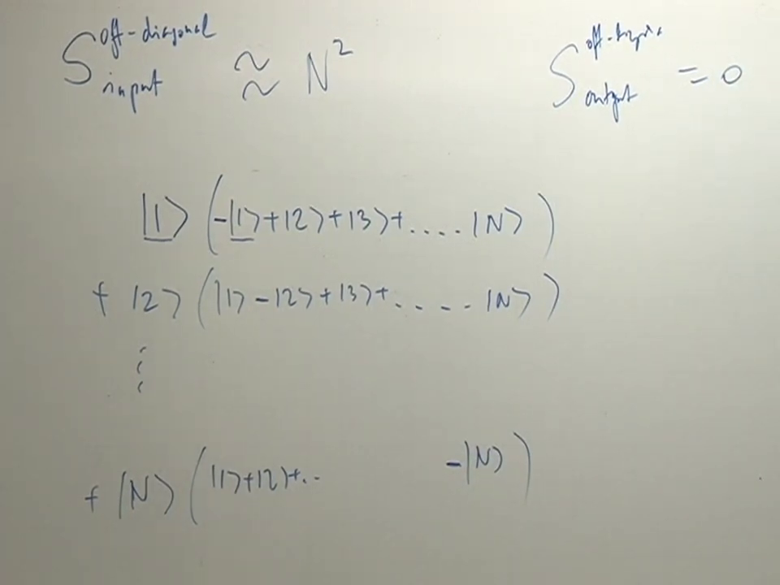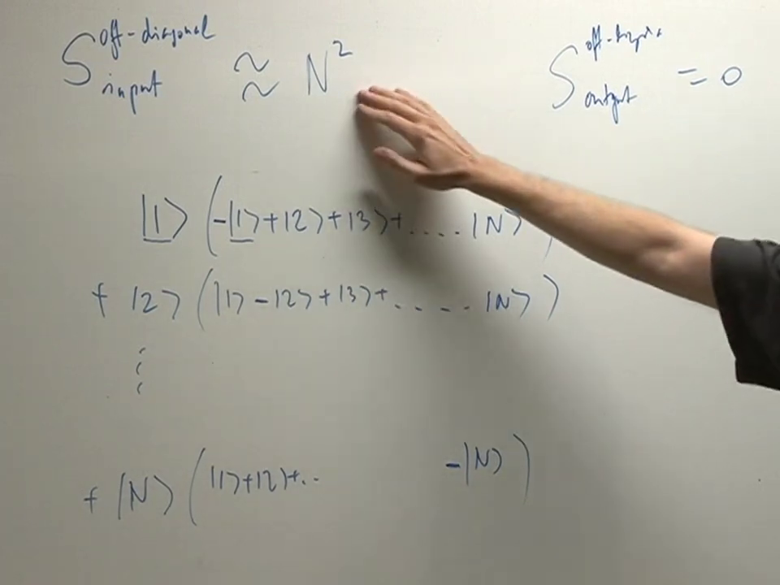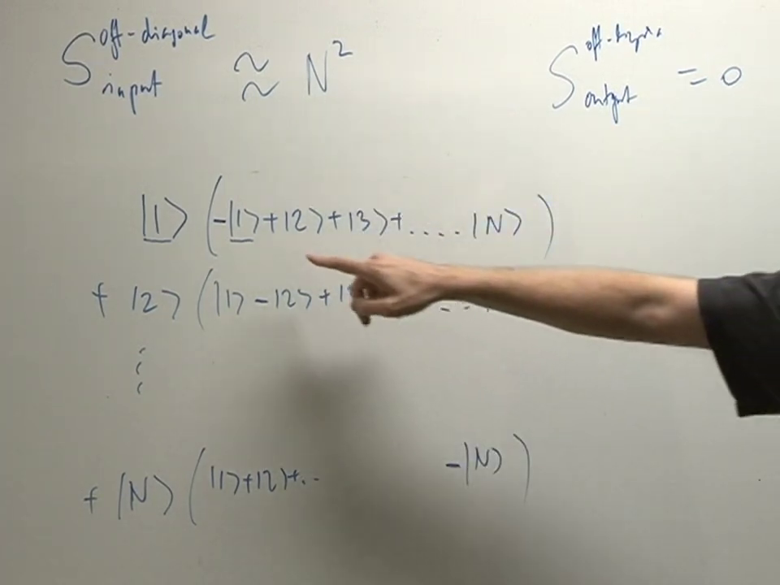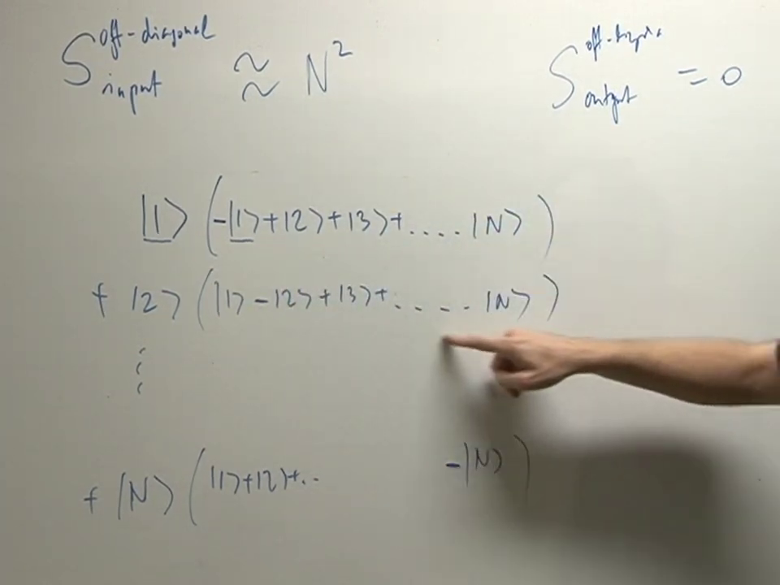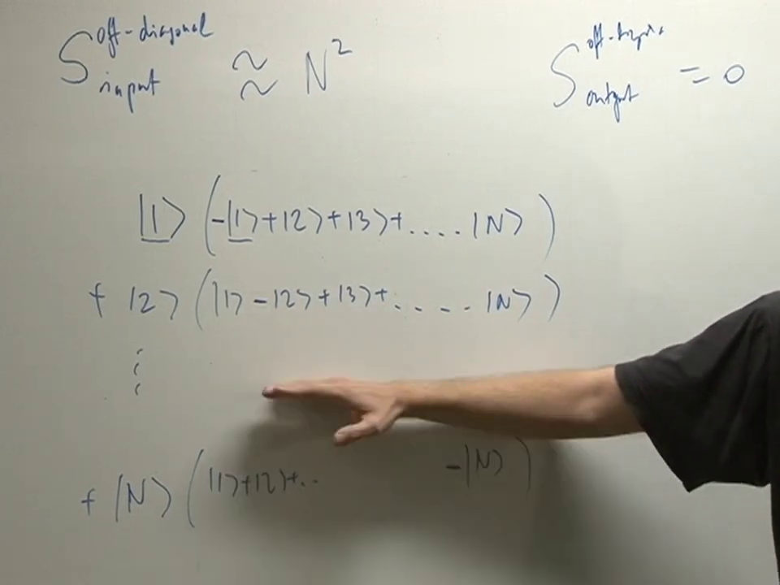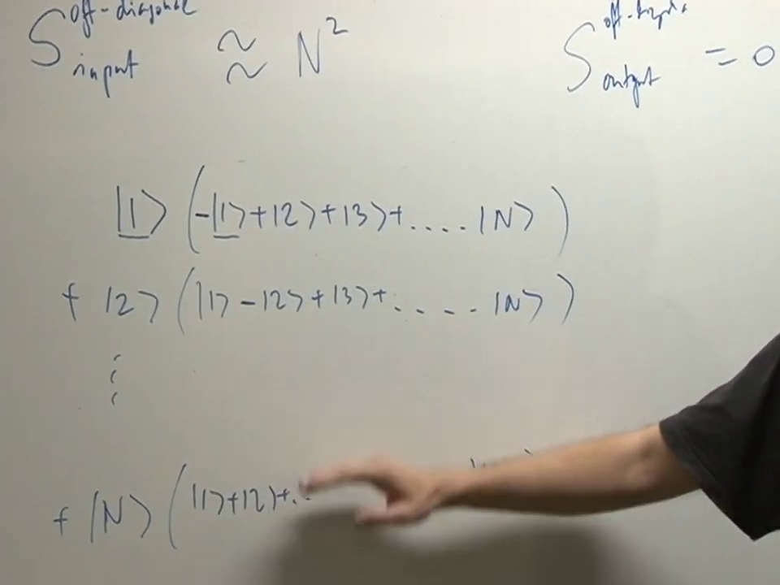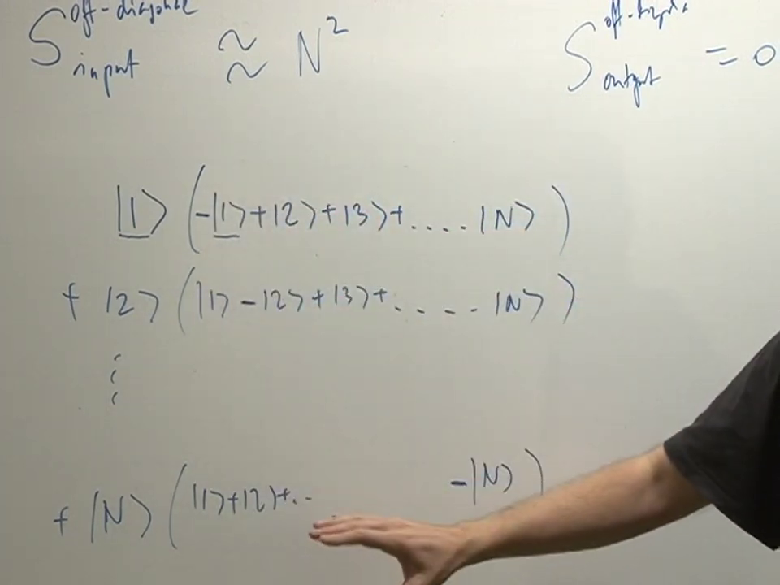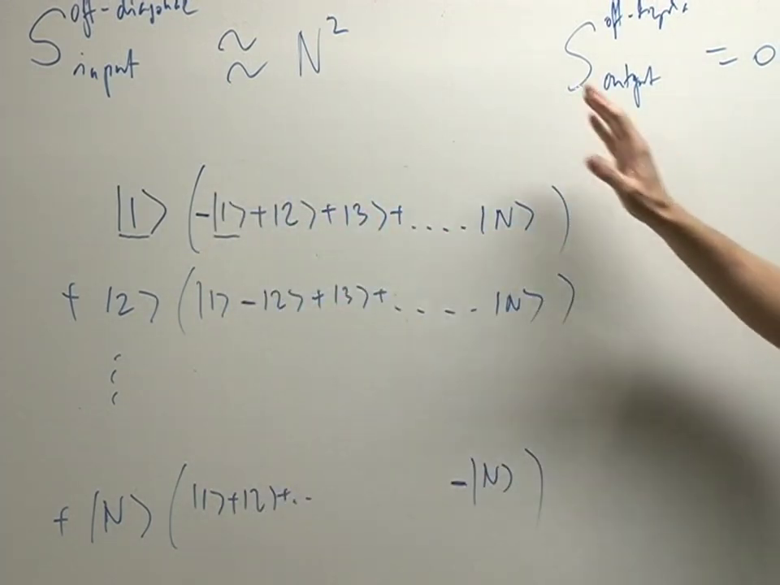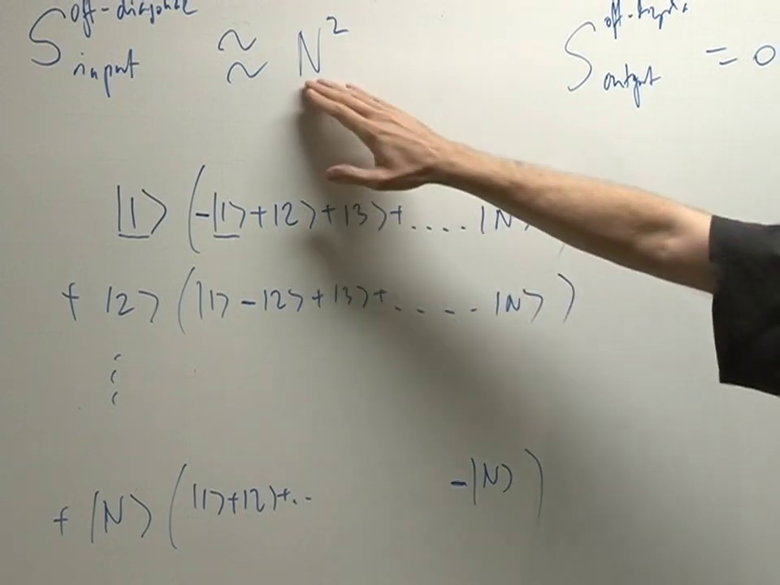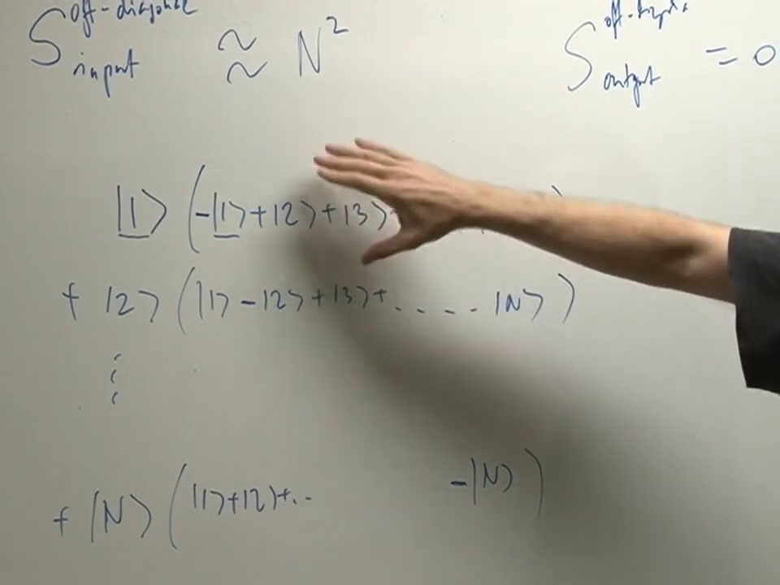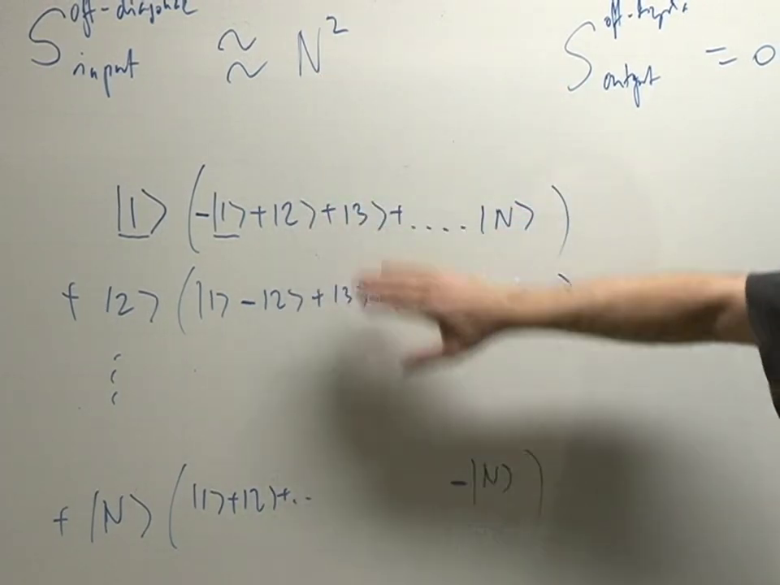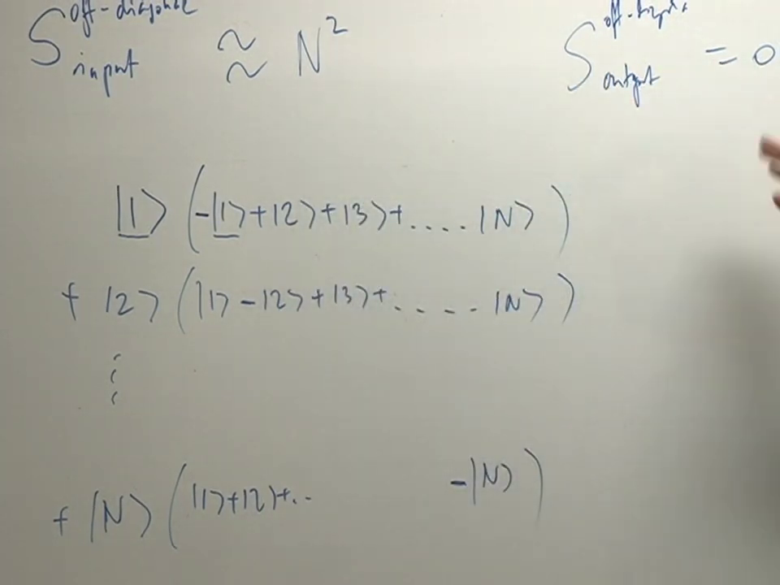Is this a state with a decreased number of diagonal elements, the decreased sum? Yes. How do I know that? Because this state is not orthogonal to this state. It's not orthogonal to this state and so on. It's not the same state, but it's not completely orthogonal. It's somewhere in between. And that means that I've reduced somehow this overlap, if you like, or the sum of the off diagonals from n squared towards zero.